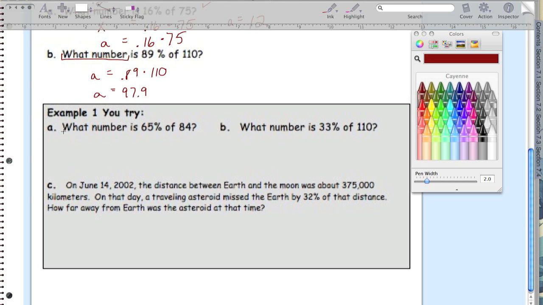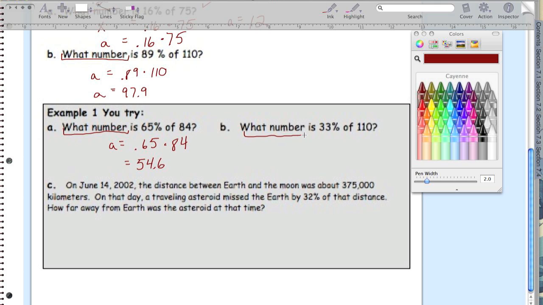What number is 65% of 84? So what part of the total 84? So A equals 0.65, of is to multiply 84. 0.65 times 84. Oops. Always check your calculator. I had negative 65 times 84, which is a big difference. 54.6 then is my answer.